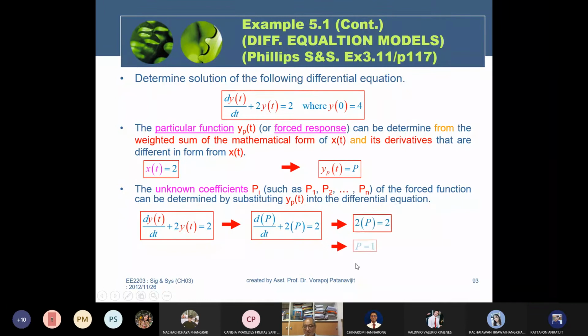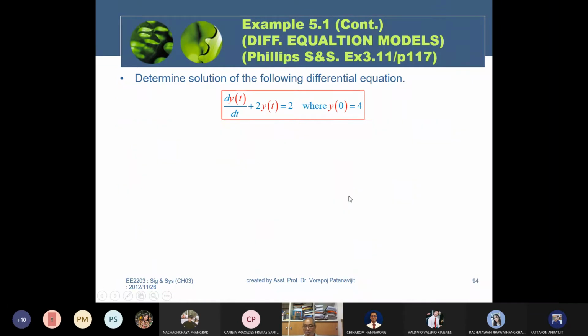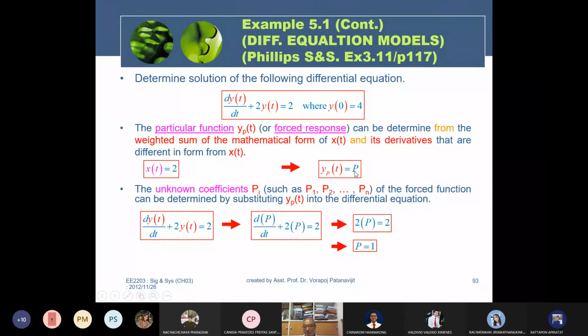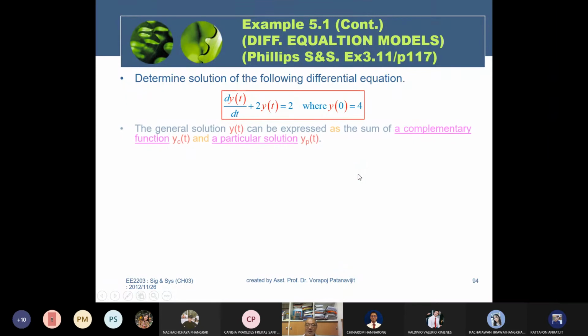Therefore, in this case, yp equal to 1, right? Now, you already get the first solutions: the complementary function and the particular solution. The complementary function equal to C1 e^(-2t) and the particular solution equal to plus 1. Therefore, the general solution equal to the sum of them.